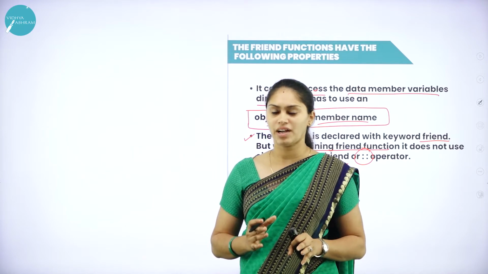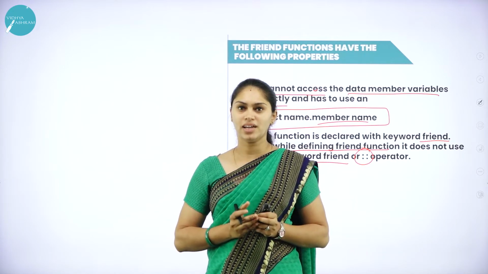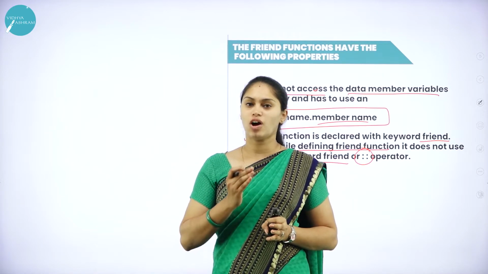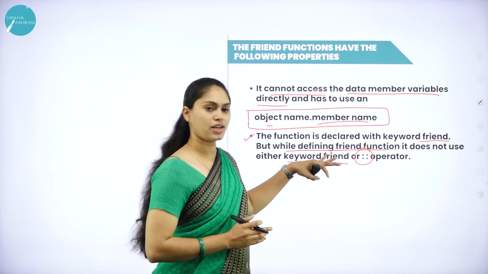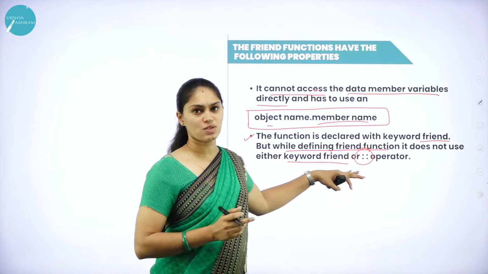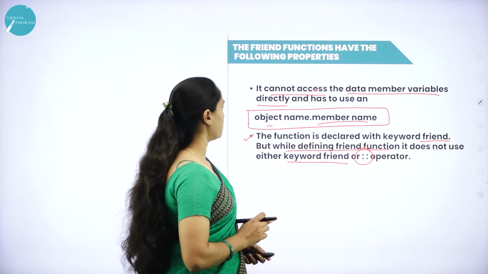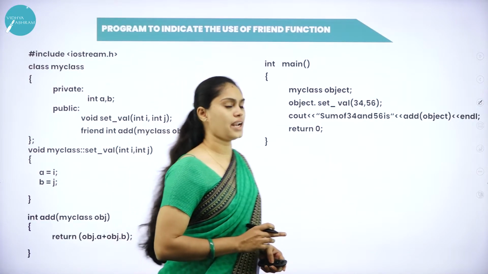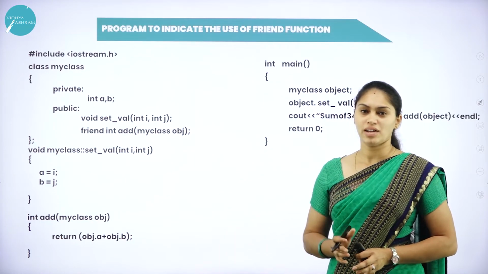The scope resolution operator is mainly used to define a member function outside the class. But this friend function is not a member of the particular class. It is a non-member of a class, so I should not use the scope resolution operator or the keyword friend when I am defining this friend function outside the class scope. That is another property. So here I have one example program to make you understand the friend function.